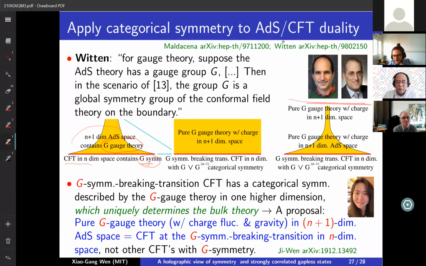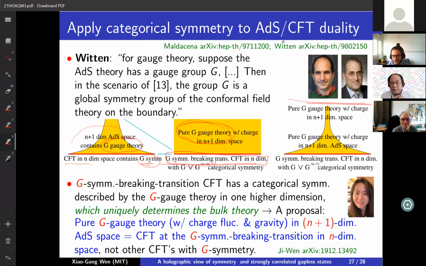That is, we say that if a bulk is a pure gauge theory, I mean a gauge theory with a gauge charge but nothing else, then the boundary is a particular critical point, a particular critical theory, CFT. This particular CFT is really the symmetry breaking CFT. So that is the point. There's this symmetry breaking CFT corresponding to a particular AdS bulk, and this particular AdS bulk is a pure G gauge theory.